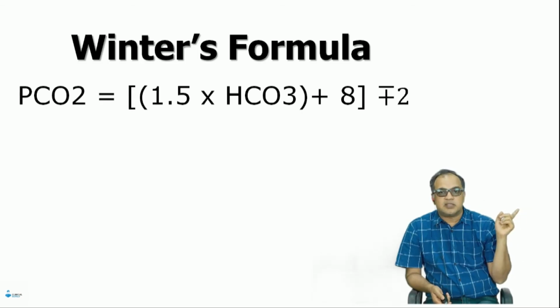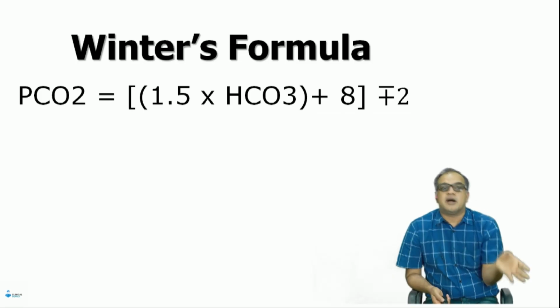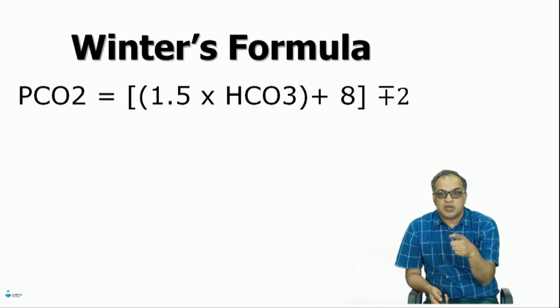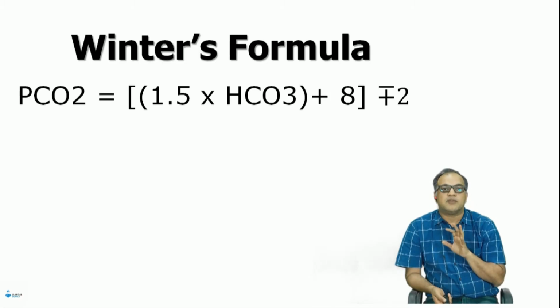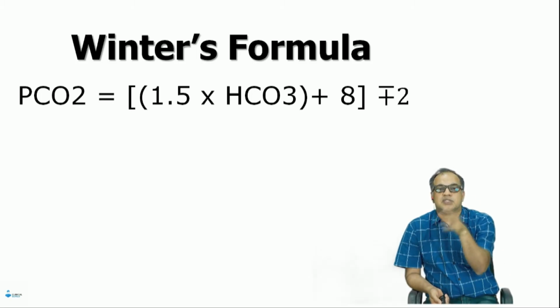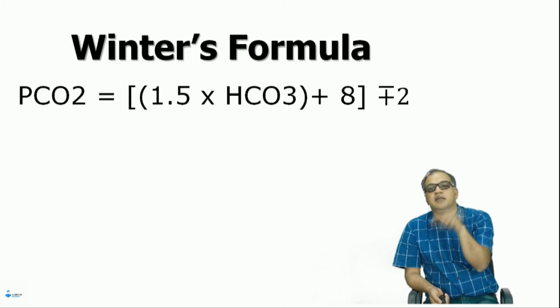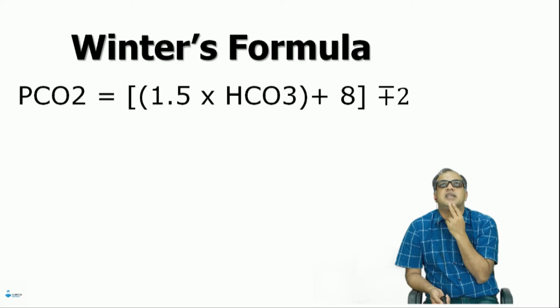In acute respiratory acidosis, what we saw was that if CO2 increases, how much will the bicarbonate be. Here we are trying to see that if bicarbonate decreases, it is metabolic acidosis, then how much will the CO2 be. Now this is a complicated formula. Let's say bicarbonate is 10, then CO2 should be how much? 10 into 1.5, that is 15. 15 plus 8 is equal to 23.